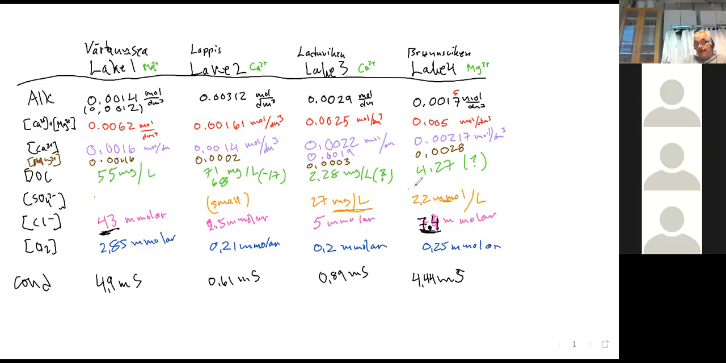Something like 200 milligrams per liter. Is it really that much higher? Could be. But 2.7 millimoles is perhaps a high value.